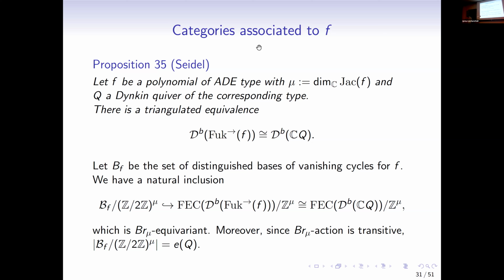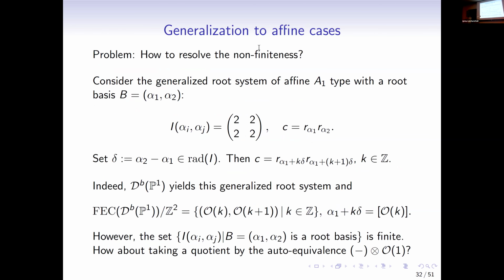It's as expected. So therefore, in the finite case, the transitivity of the braid group action implies that any full exceptional collection comes from the distinguished one. Okay, this is the main part. What I want to do is to generalize the previous finite case to the affine case and the elliptic case.